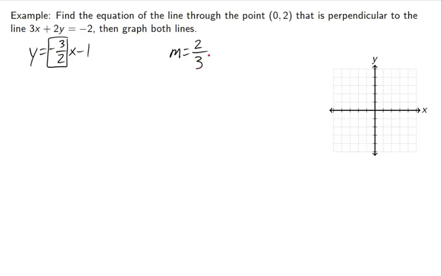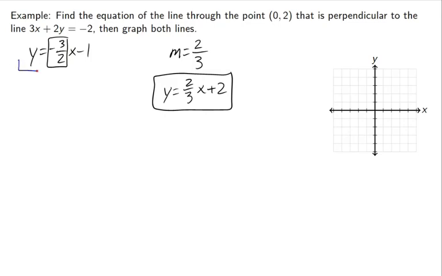That's our slope. With that said, the point 0, 2 is still really easy. We're not given anything difficult here. All we need to do is just say y equals mx plus b. That's the answer that we're looking for. Nothing too difficult. So y equals mx plus b gives me my line. Again, perpendicular. The slopes are negative reciprocals of each other.